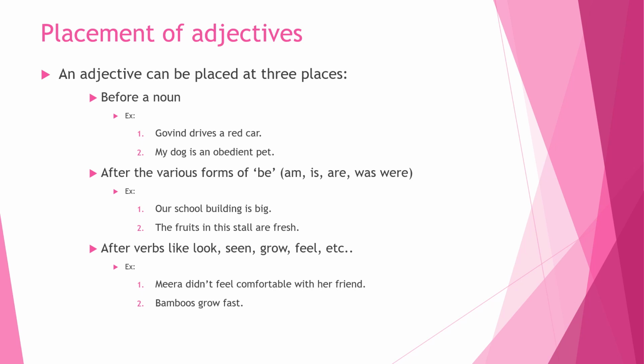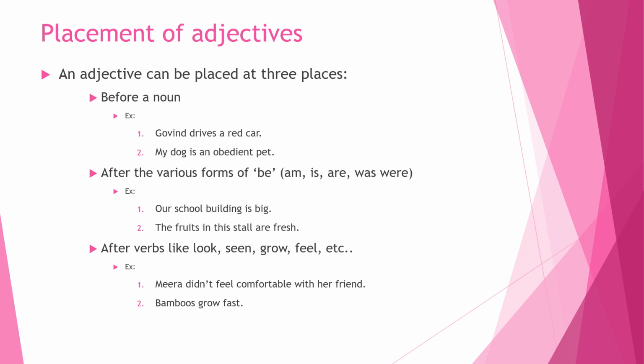So, in the example given below, our school building is big. Here, the form of be is, is. So, big is an adjective which is placed after the verb form of be. Verb form of be in this sentence is. So, big is an adjective which is placed after the verb form of be, that is.